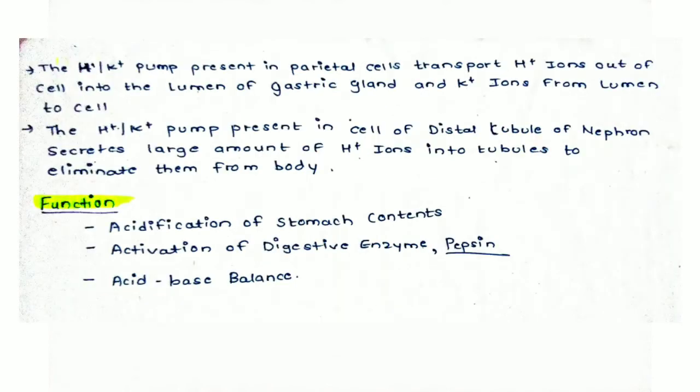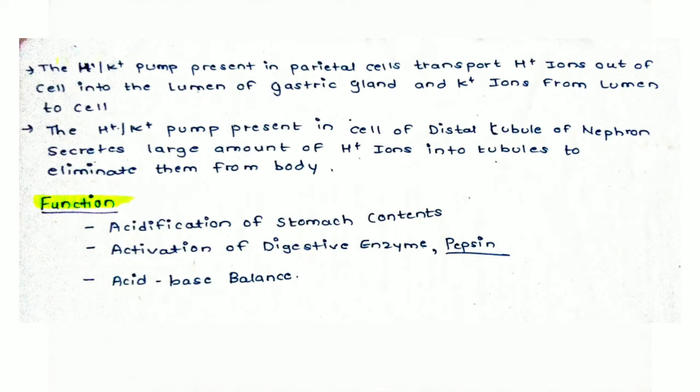The hydrogen potassium pump present in the parietal cell transports hydrogen out of the cell into the lumen of the gastric gland, and potassium ions from the lumen are transported inside the cell. And the potassium hydrogen pump present in the cells of the distal tubule of the nephron secretes a large amount of hydrogen ions into the tubules to eliminate them from the body.